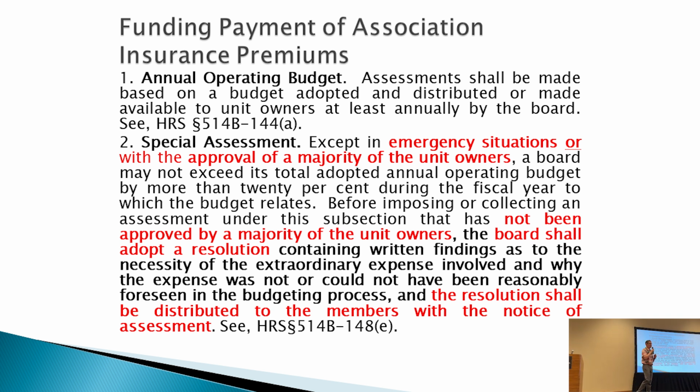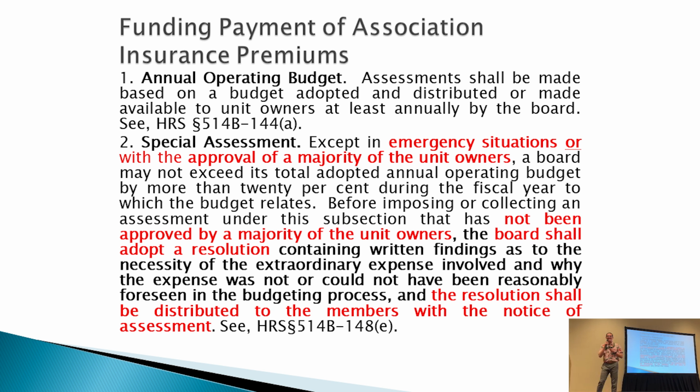This is not good. And so, Chris, we're on the board. How do we pay for this? The nasty word, special assessment. Except in an emergency situation or with the approval of a majority of unit owners, a board may not exceed its total adopted annual operating budget by more than 20% during the fiscal year to which the budget relates. You've got a $1 million budget at your association, annual operating budget. Insurance is going to add $300,000 to that budget. You have to do a special assessment because that's more than 20%.